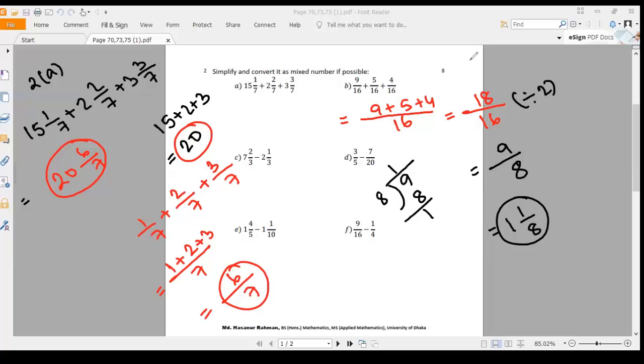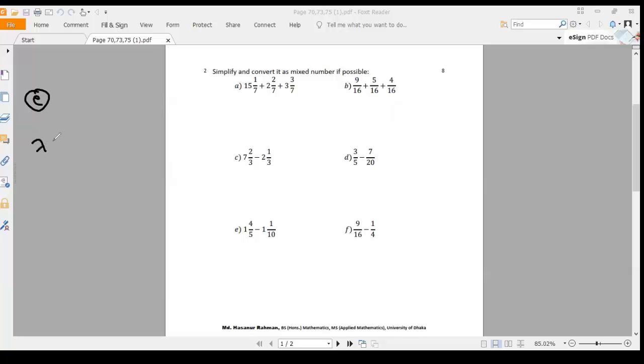Very simple. Now next one, number C. Number C says 7 whole 2 by 3 minus 2 whole 1 by 3. Look, how do you solve this problem? Very simple. At first, we have to subtract the whole number. 7 minus 2, that will be 5.